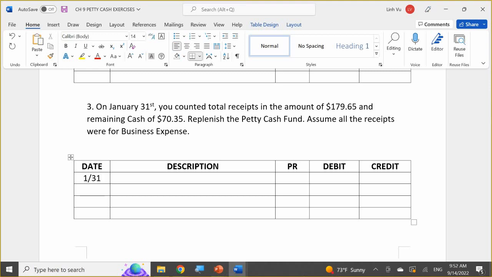1/31 would be the date, and then the description would be business expense. Correct, because we said that they were all business expenses. And the debit of 179.65. And then the cash would be the next one. Where does the money come from? How do you put the money back into the drawer? It would go on checking. It should come from your checking account.